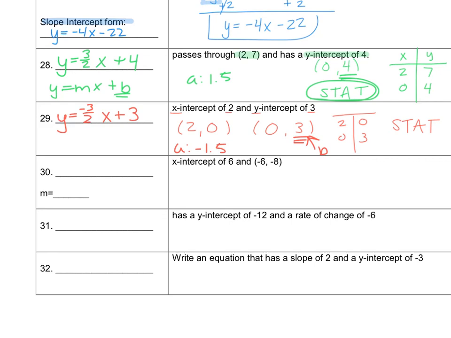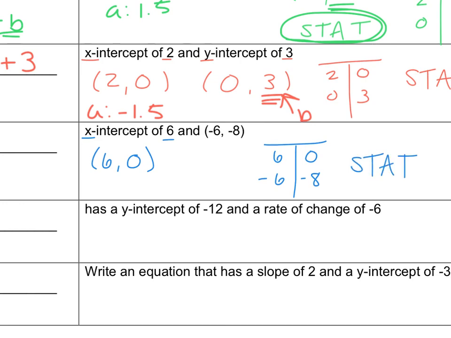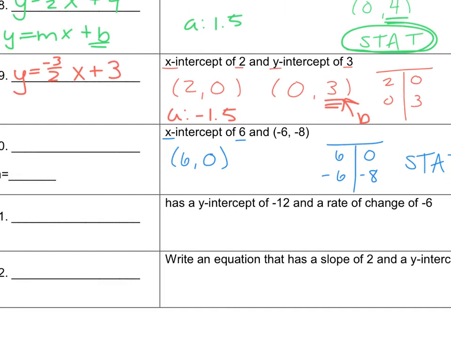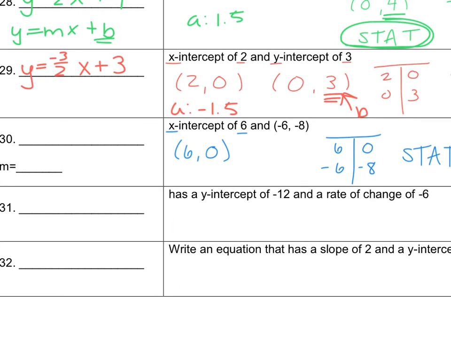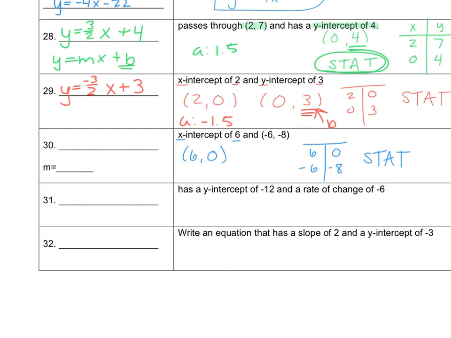All right, and 30. 30 is again using that x-intercept of 6. So I have an x number, y is zeroed out, there's my x-intercept. Make yourself a table, 6, 0, negative 6, negative 8. We're going to use stat again. I don't have a clue for my equation, so I've got to use stat to get that equation. So again, using stat edit, putting that in to figure out what you get.